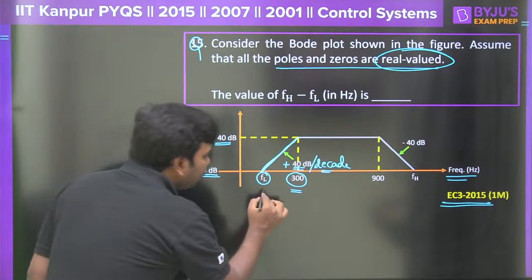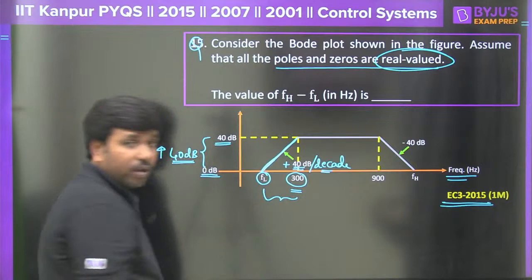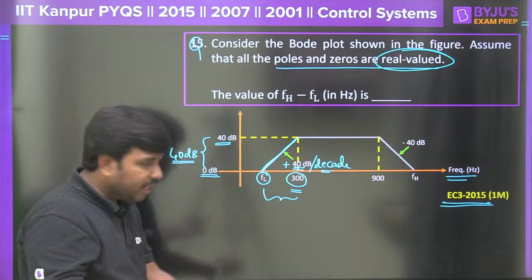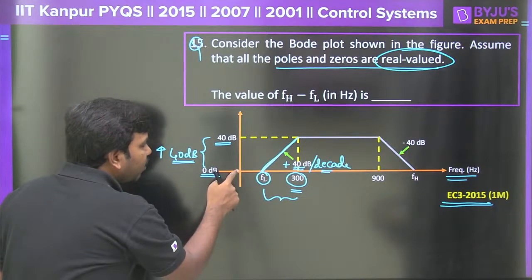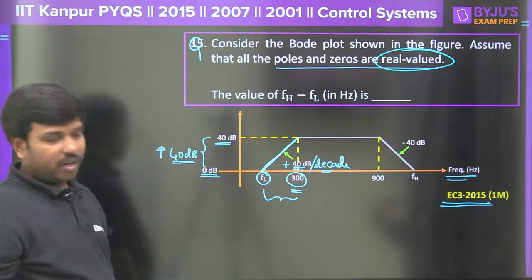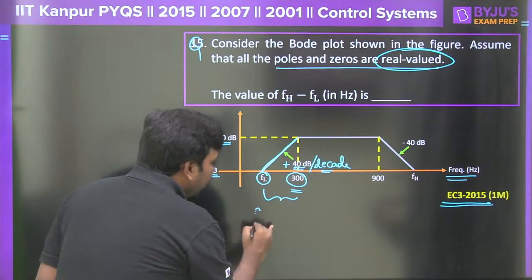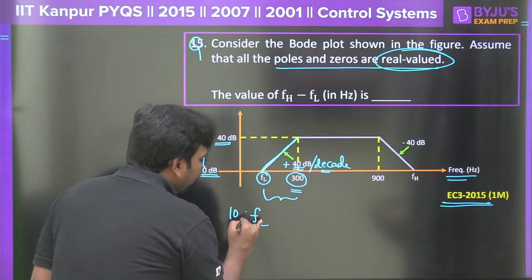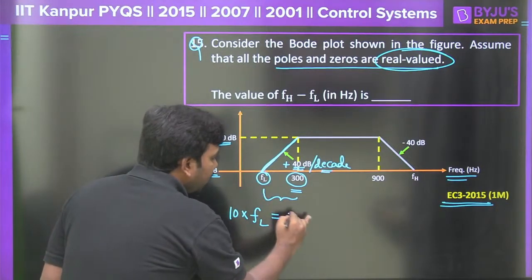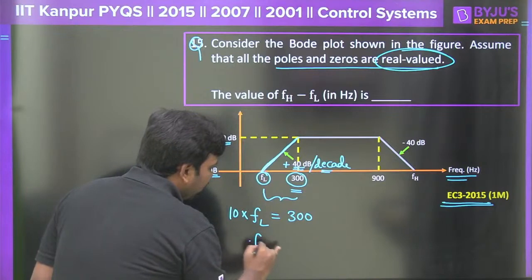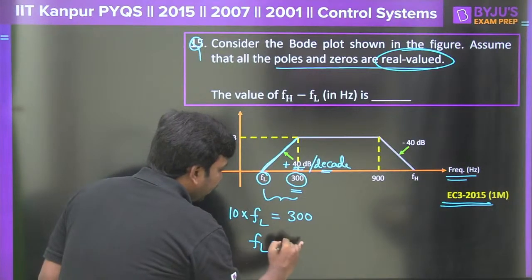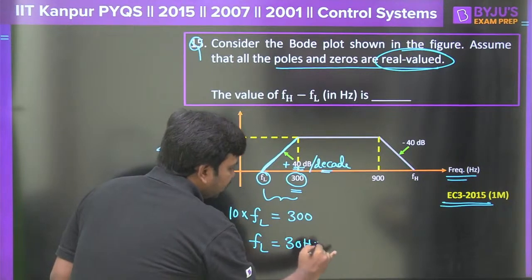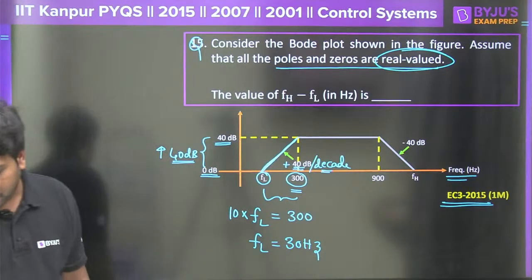Clear? From here to here, the frequency is raised by 1 decade. That is the reason why the magnitude changed from 0 to 40 dB. So what does it mean? 1 decade means 10 times of FL must be equal to 300. So FL is equal to 300 by 10, that is equal to 30 Hz. Clear? Good question. Lovely question, right?